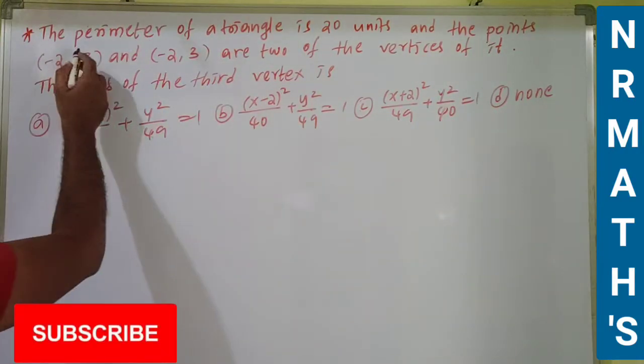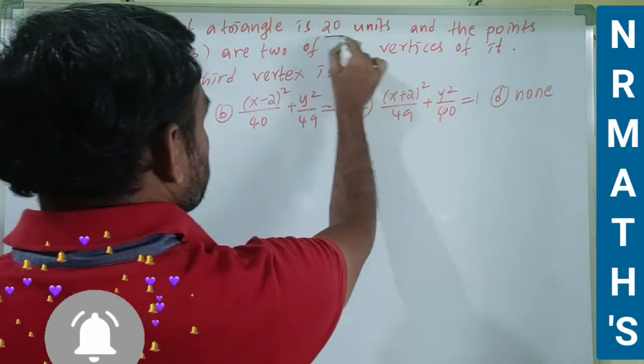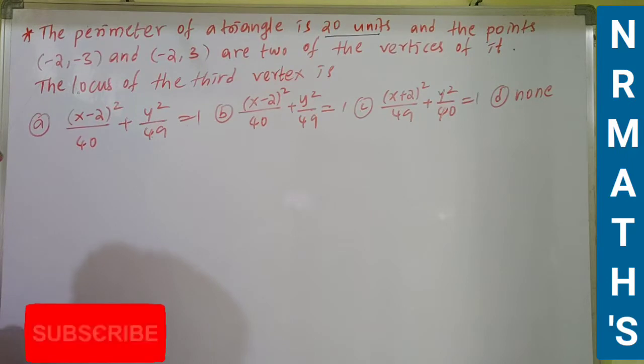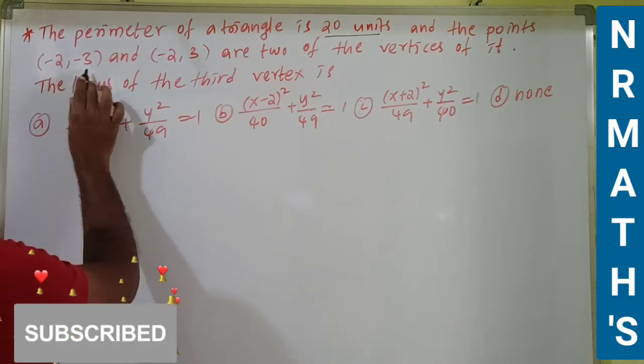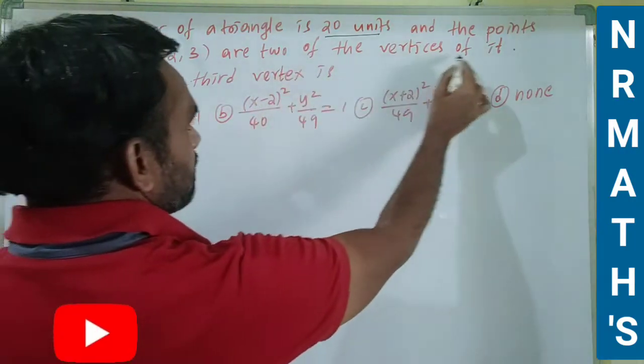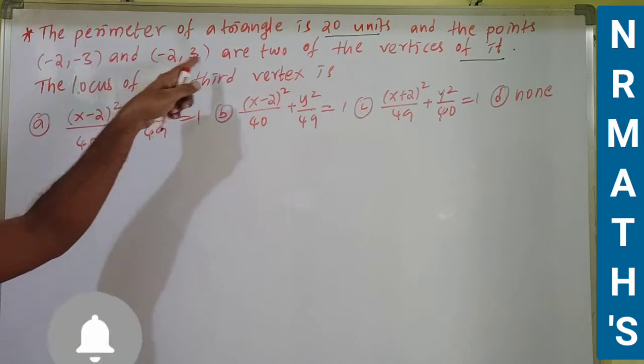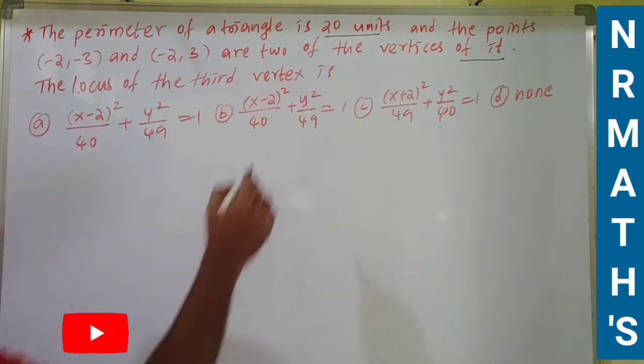Okay, first one is: the perimeter of a triangle is 20 units, and the points (-2, -3) and (-2, 3) are two of the vertices of each triangle. The locus of the third vertex is ___.